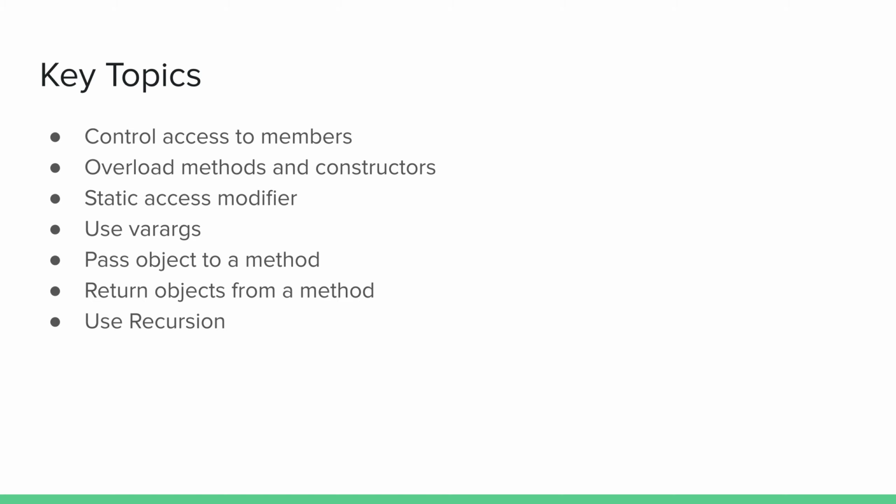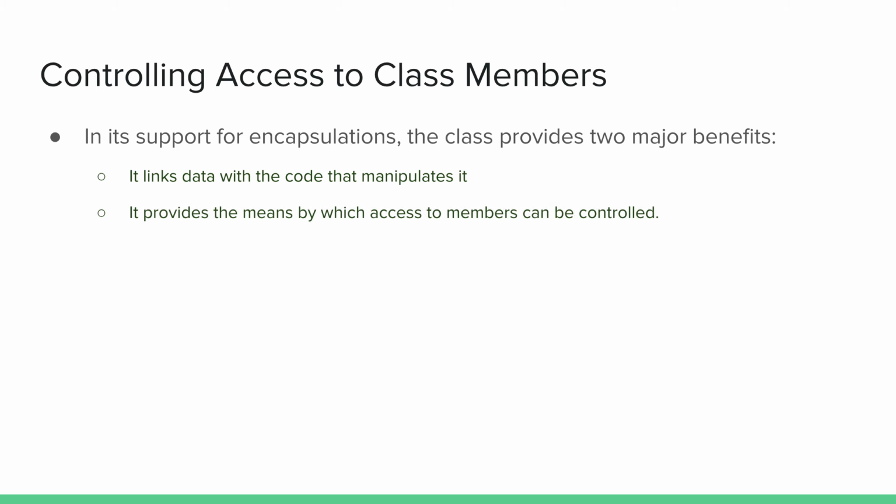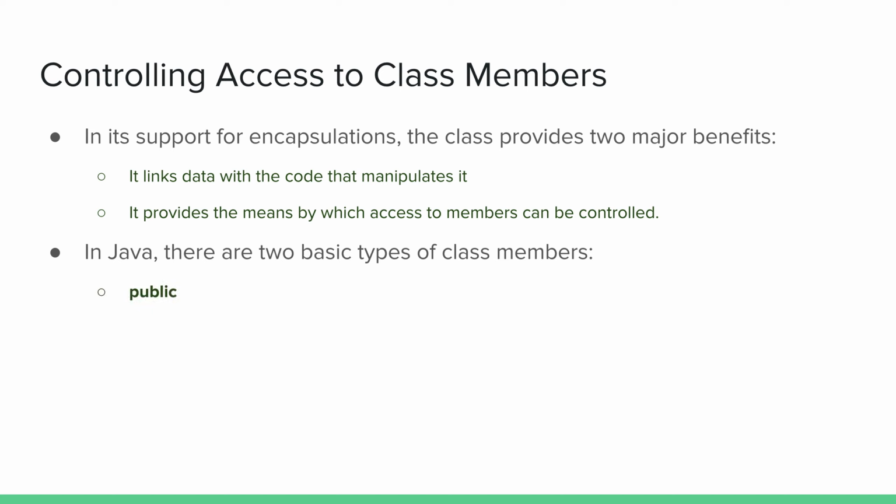So let's get started. In its support for encapsulation, the class provides two major benefits. One, it links data with the code that manipulates it, and it provides the means by which access to members can be controlled. In Java, there are two basic types of class members: public members and private class members.